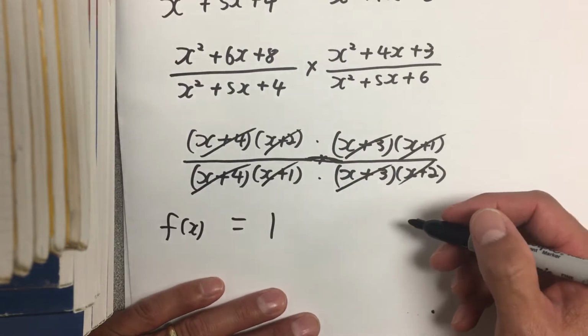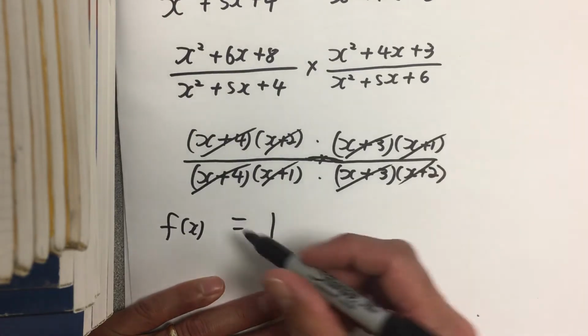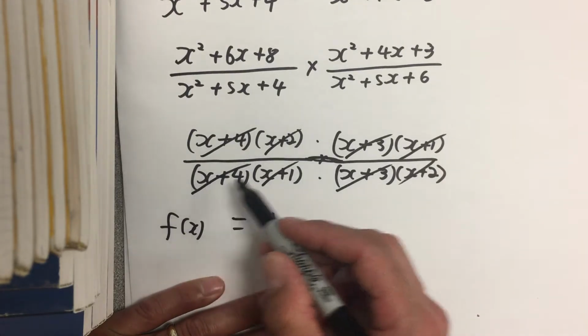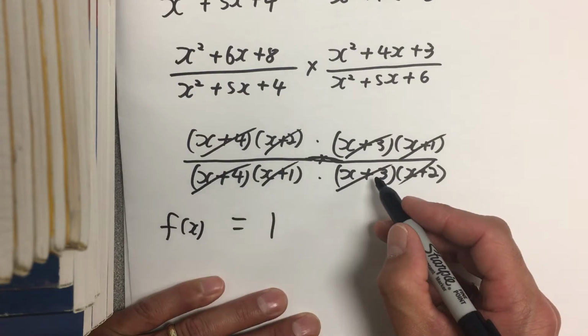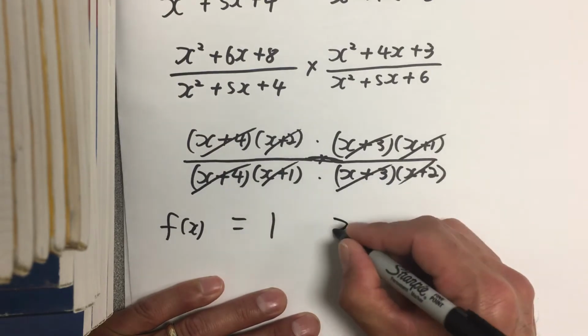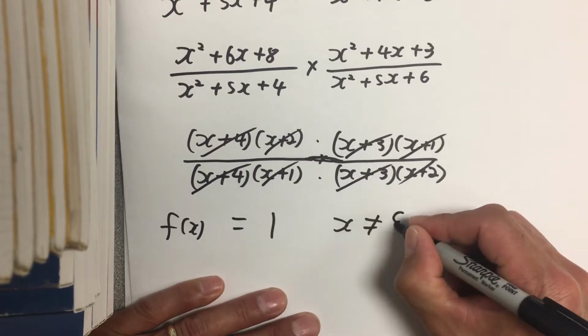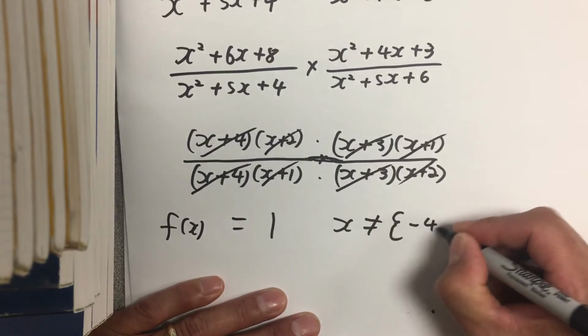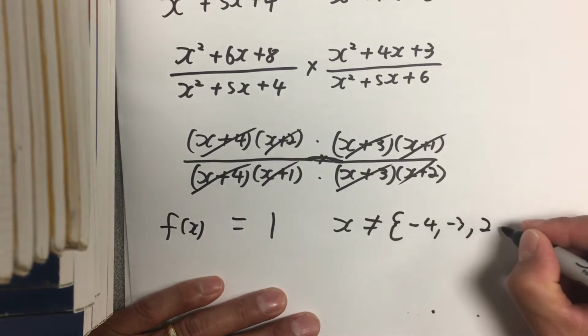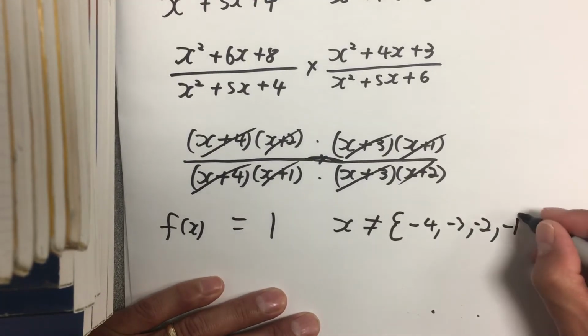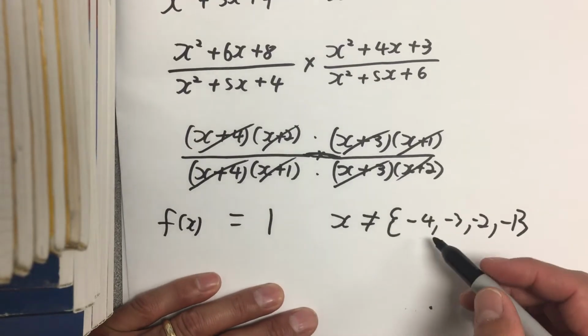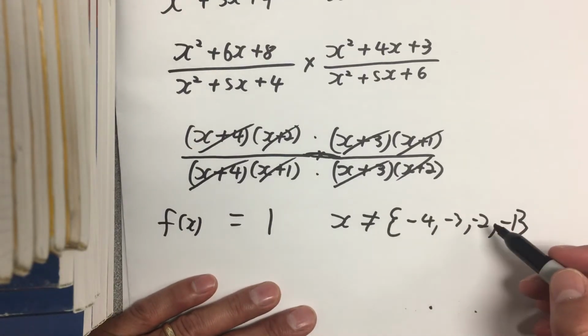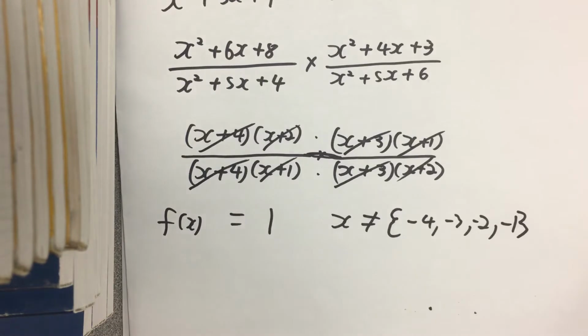Our restrictions are that we could have never divided by 0, so x must not be -4, -1, -3, or -2. So x is never -4, -3, -2, or -1.